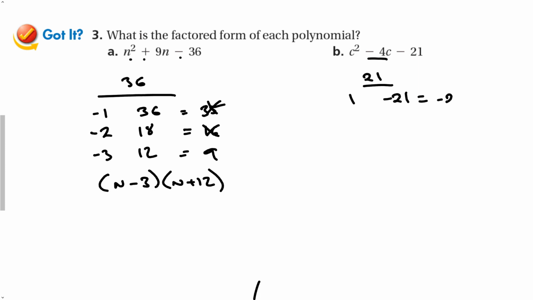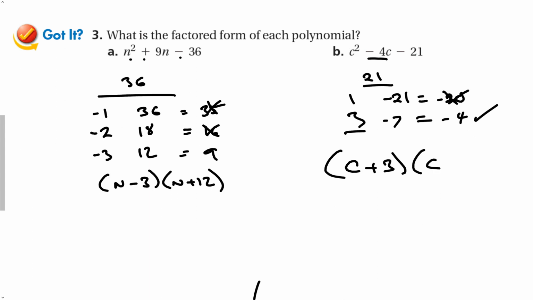Combining these gives me negative 20. Not what I'm looking for. 2 does not go into 21. 3 and negative 7 multiply together to give you negative 21. 3 minus 7 is negative 4, which is what I'm looking for. So we have c plus 3, because this one's positive, c minus 7. Okay?